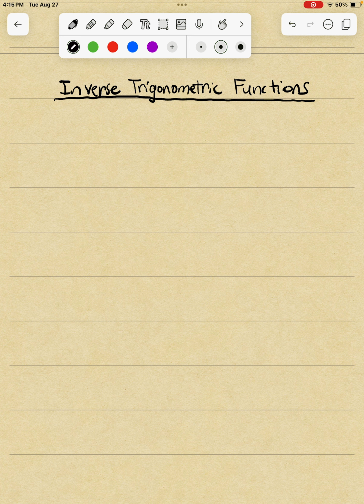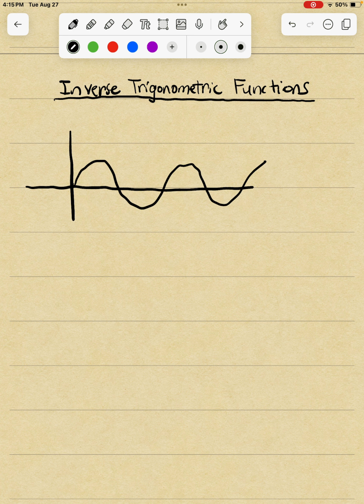Let's look at the graph of y equals sine x. It looks something like this, right? It goes from -1 to 1. It just oscillates. Here's pi and here's 2 pi. So this is y equals sine x. Now, does this function have an inverse? No, it does not.